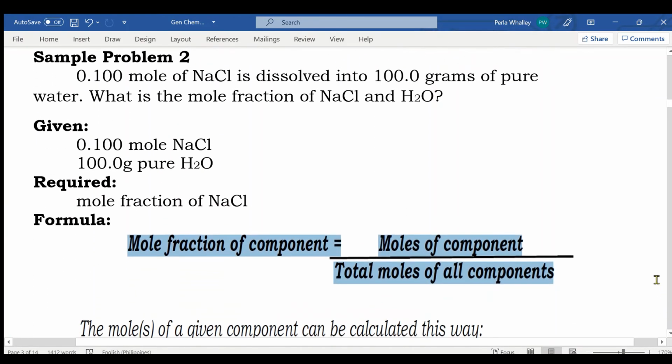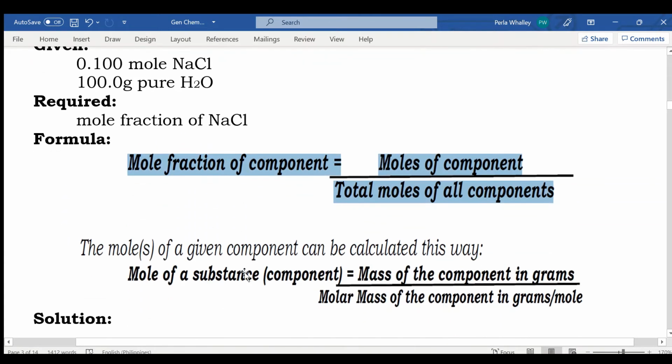Sample problem number 2. 0.100 mole of sodium chloride, or NaCl, is dissolved into 100 grams of pure water. What is the mole fraction of sodium chloride in water? Remember, we always start with the given: 0.100 mole NaCl and 100.0 grams pure water. Required: mole fraction of sodium chloride. The formula is the same. We have the formula. Okay.